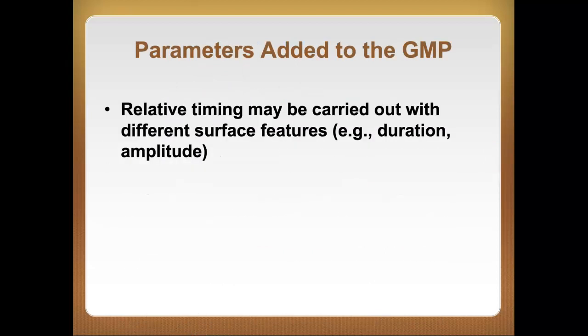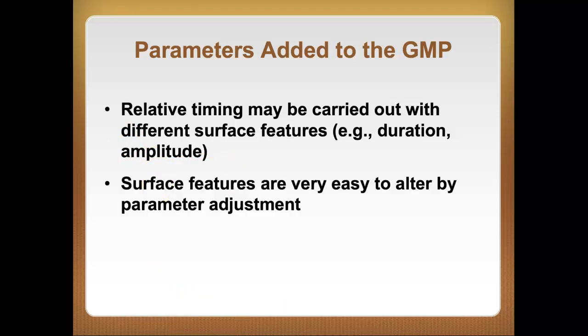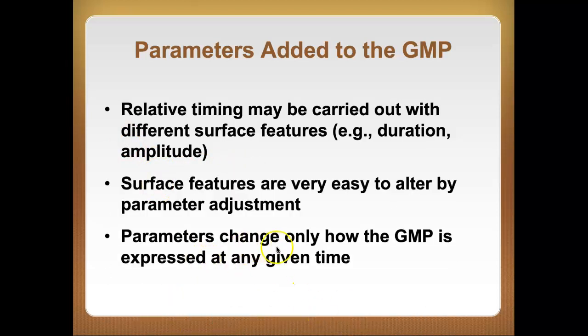So some of those parameters are that relative timing may be carried out with different surface features, so duration, strength. How hard you're shooting a jump shot is probably the easiest one for me to think of. So only the parameters change, only how the general motor program is expressed at any given time. This would adjust for how hard you need to hit, how hard you need to shoot, and some of those timings.